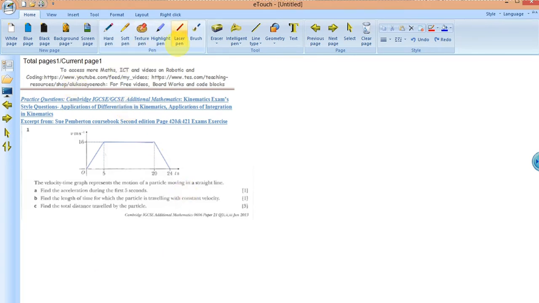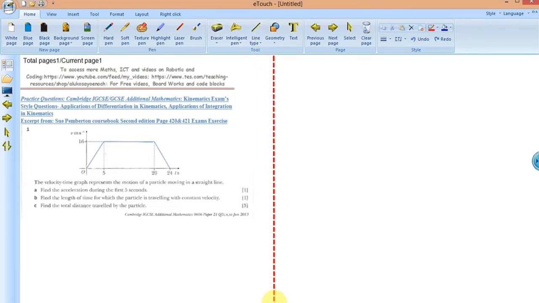Okay, let me just go ahead and demarcate my board so as to have enough space to complete all tasks, guys. So the first question I have here is: the velocity time graph represents the motion of a particle moving in a straight line. Question A, find the acceleration during the first 5 seconds.